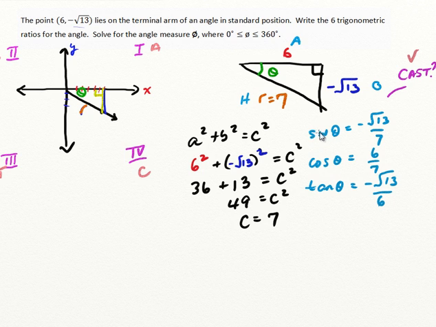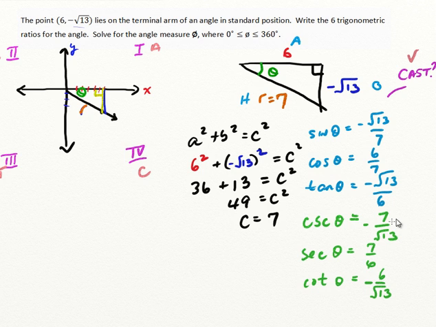Let's write the reciprocal trig ratios now. The reciprocal of sine is cosecant, and that is going to be 7 on top, root 13 on the bottom, still negative. Secant is the reciprocal of cosine, so secant theta equals the flip, 7/6. And tangent has cotangent as its reciprocal, which will be 6/root 13, and again, that is also negative.